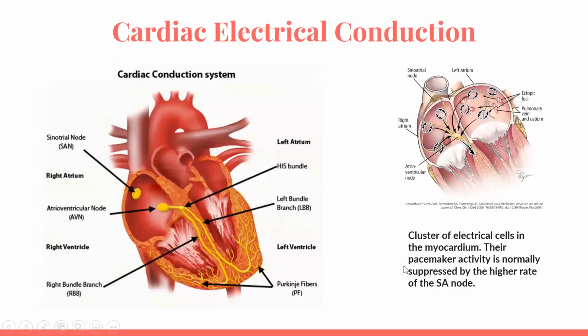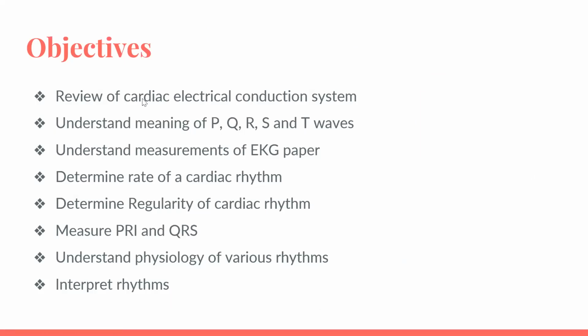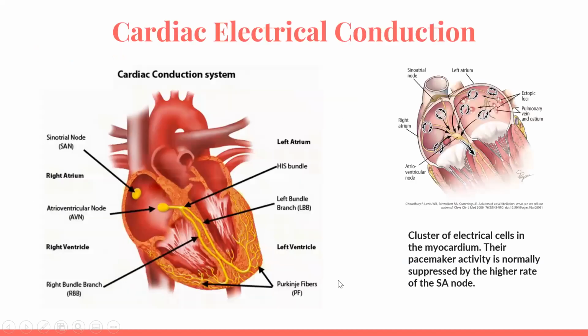So objectives are just to understand your electrical conduction system, what all your waves represent, how we measure things, and then put that all together to figure out what your rhythms are. In your electrical conduction, your signal is going to start at your SA node. It's going to spread across your atria and go down to your AV node, passes through the bundle of His, down to left and right bundle branches, and it's going to terminate in the Purkinje fibers.